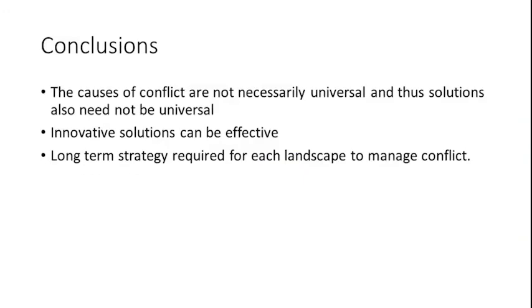The causes of conflict across areas are not necessarily universal. There are some universal principles, like dispersion, like infirmity and all, but there are others. For instance, the landscape could be completely different, and our responses to managing conflict could be completely different. Innovative solutions are required. For instance, netting was an extremely innovative step, and it has actually drastically reduced tiger forays into villages. It was a very, very innovative move.